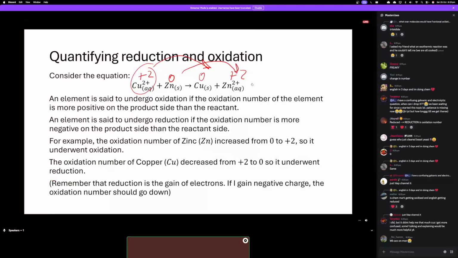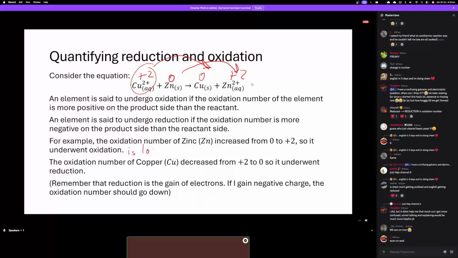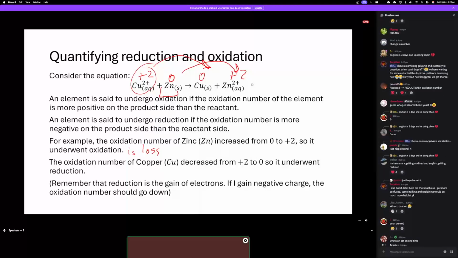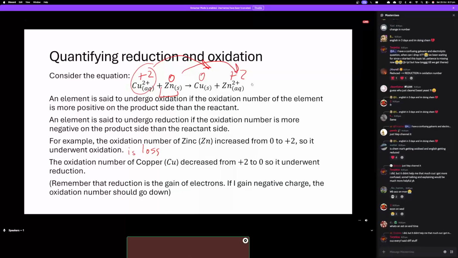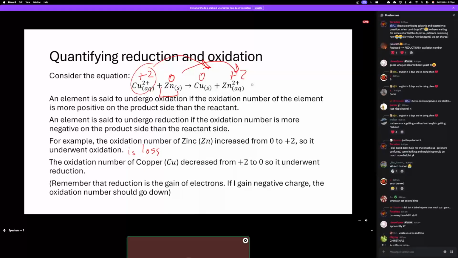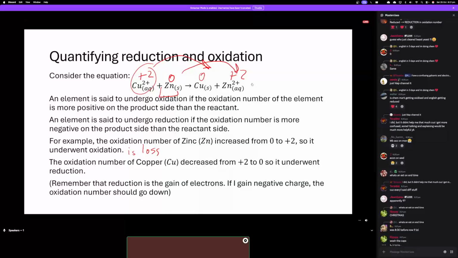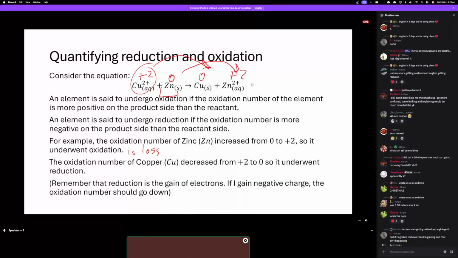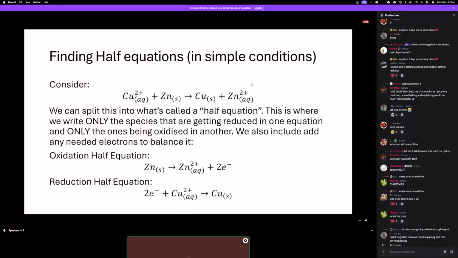Another way to think about it is oxidation is loss, if you remember your oil rig. So if zinc lost electrons, it's losing negative charge. If it's losing negative charge, then it should be becoming more positive. And vice versa for copper. Copper is gaining electrons because reduction is gain. So copper is gaining negative charge, so the +2 will go to 0, right? Hopefully that makes sense.